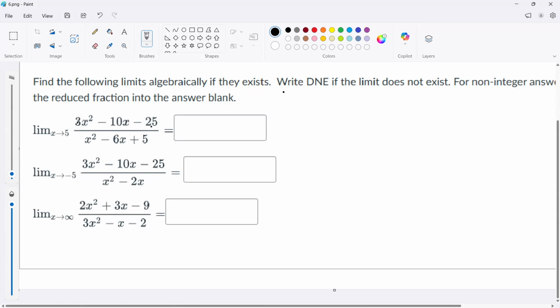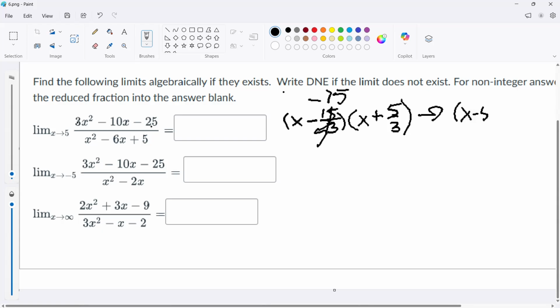I'm going to multiply 3 times -25 and find numbers that multiply to -75 and add to -10. Let me think about this. 5 and 15. Yes, 5 and 15, and the 15 has to be negative. So I'm going to put x minus 15. I'm going to put that 3 underneath the 15. And I'll put x plus 5 over 3. And 15 over 3 is just 5. 5 over 3 can't be simplified. So this is x minus 5, and I'll put this 3 back over by the x.